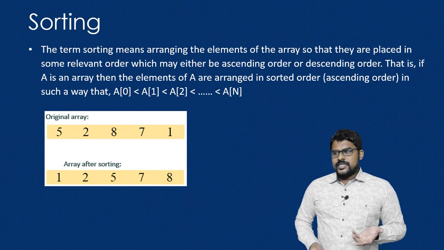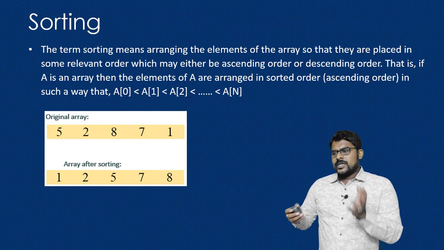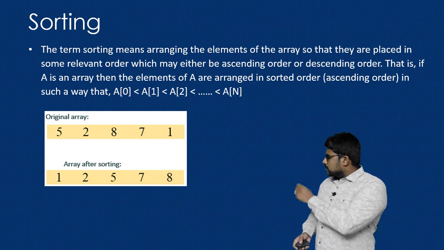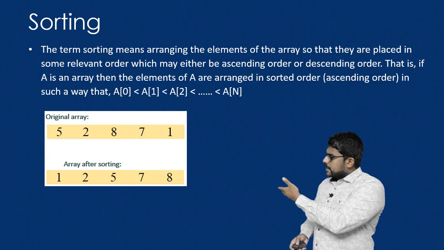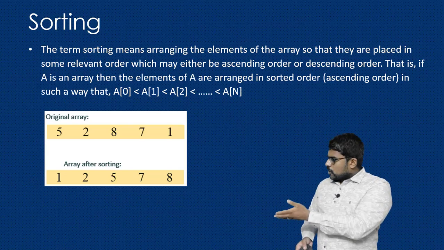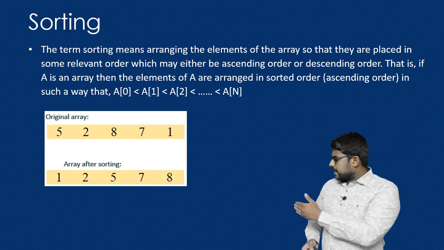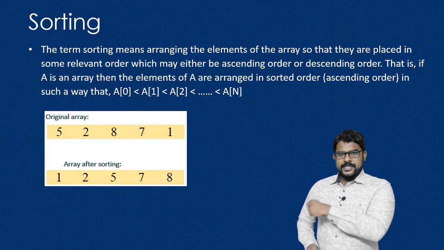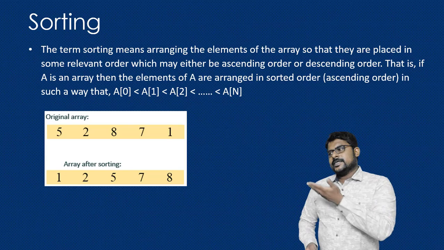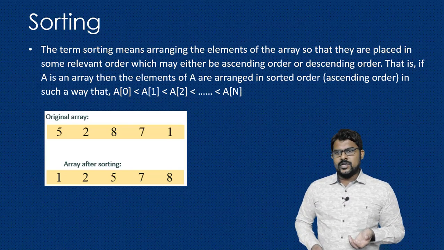Sorting. What is actually sorting? Sorting is arranging the elements of a given array or a given set in a particular order. For example, take this one. The above array has elements in no particular order. After sorting, the elements are arranged in a particular order, for example ascending order. We can arrange elements in either ascending or descending order. This is what sorting is all about.